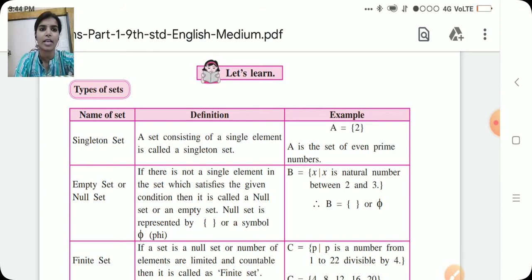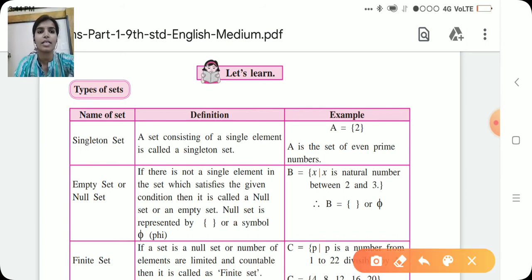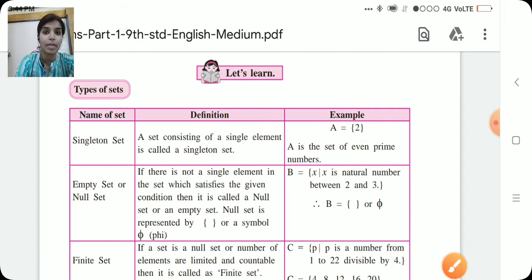Okay, so we are taking one example here. A is equal to {2}. You see there is only one element in our set A. So how do we read it? A is the set of even prime numbers. The only even prime number is 2. So that's why this set is a singleton set.